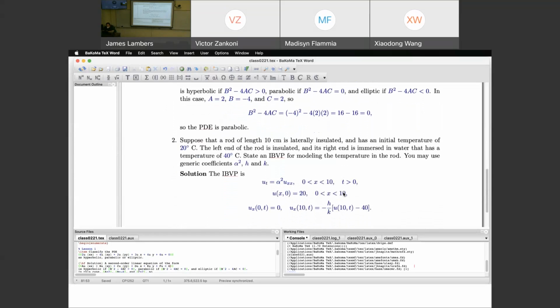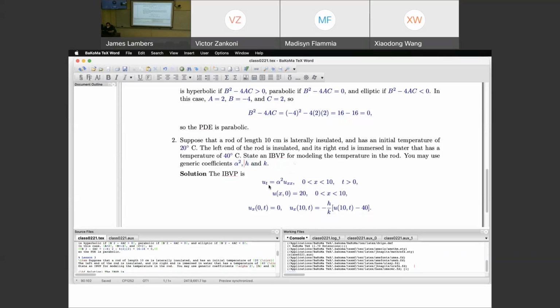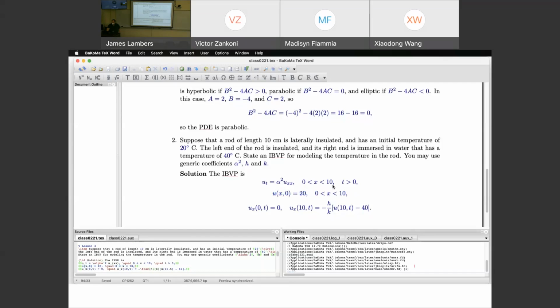There'll be a problem of taking a verbal description of an IBVP and writing down the actual equations that constitute that IBVP. What is the PDE? And so I mentioned here you can use these generic coefficients like alpha squared in the heat equation with the appropriate spatial domain. The time is always going to be t greater than 0. Look for the verbal description for what is the initial condition. That also goes in the spatial domain.